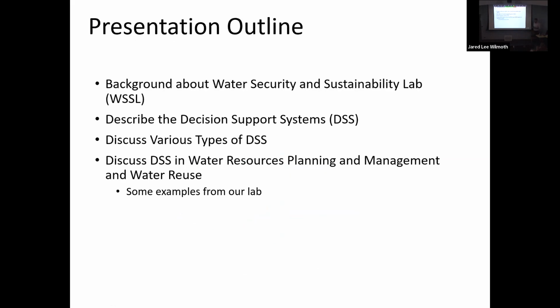I'm going to talk about what we are doing in our lab, and then about the decision support systems that we are developing, because that is the main outcome of what we are doing in our lab: developing different decision support systems or decision support tools to help policymakers or decision makers in water resources management and water reuse. I'm going to talk about different aspects of decision support systems, different types of decision support systems, their use in water resources management, and then most of today's presentation will be on providing a couple of examples of what we are doing in terms of developing decision support systems.